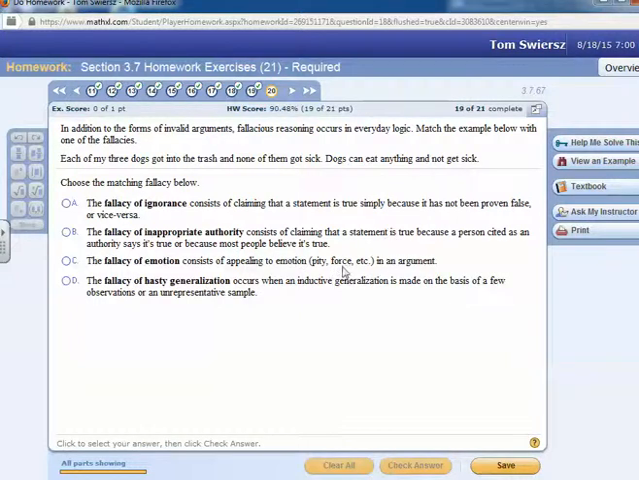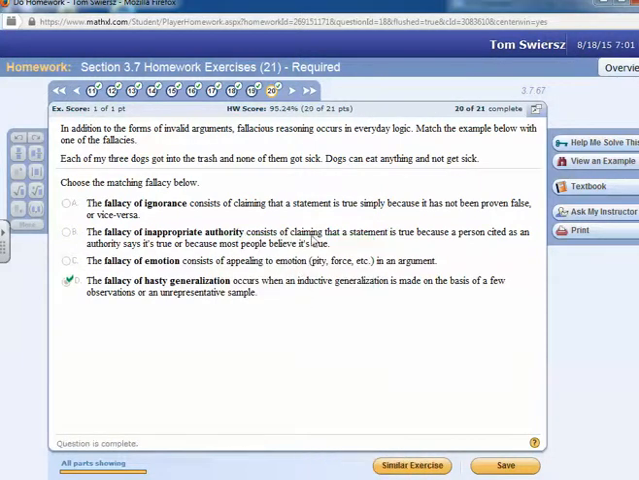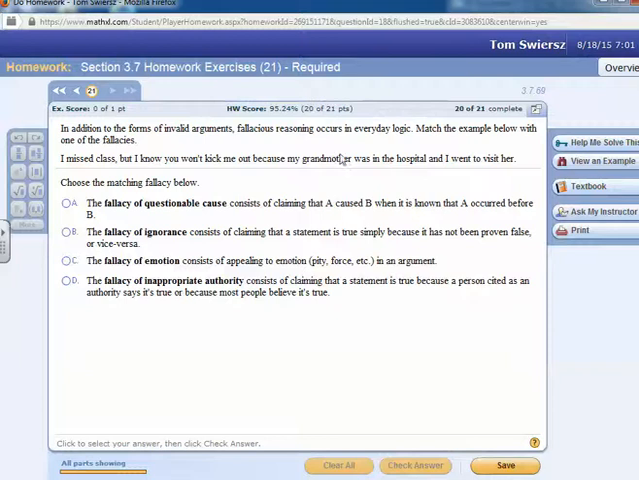Fallacy of emotion, pity, force, I don't think there's anything in there. How about fallacy of a hasty generalization? Occurs when the inductive generalization is made on the basis of a few observations. Just 3 observations, right? And none of them got sick, so they're saying dogs can eat anything, but 3 observations is a very few observations, right? Maybe if we had 10, 20 dogs, at least some of them would have gotten sick. So definitely I think we're going to say it's the fallacy of a hasty generalization. Very good. Let's look at 21.